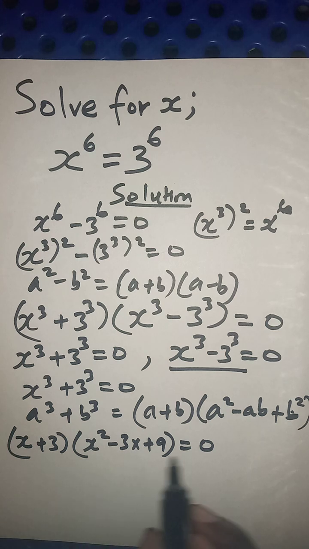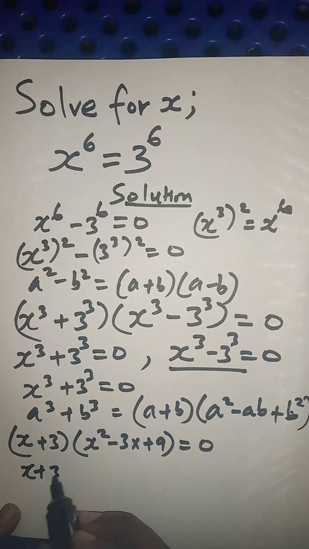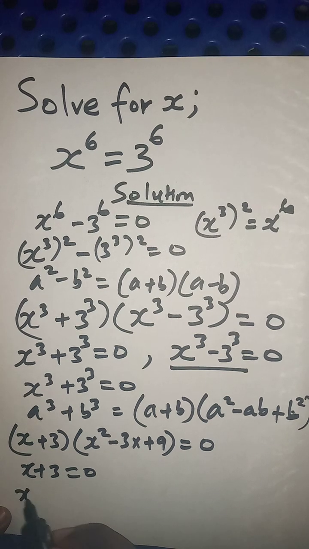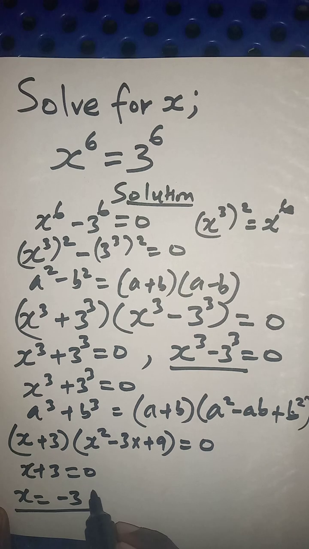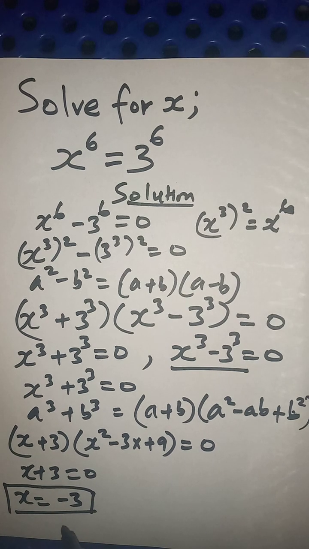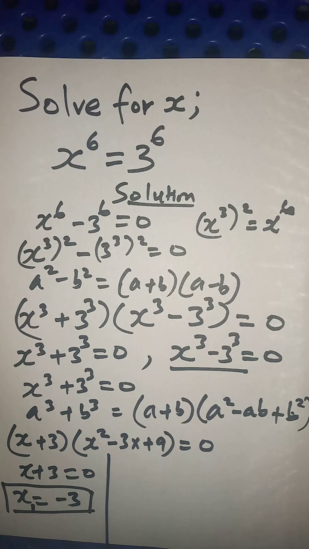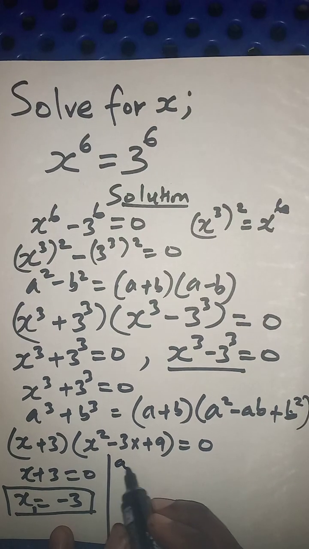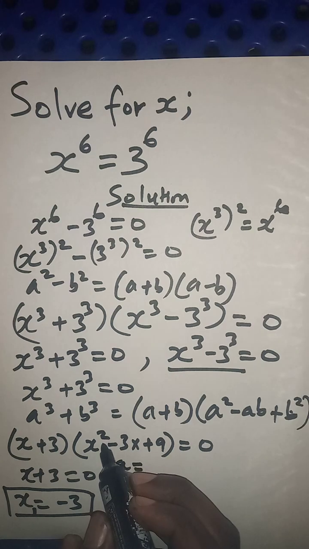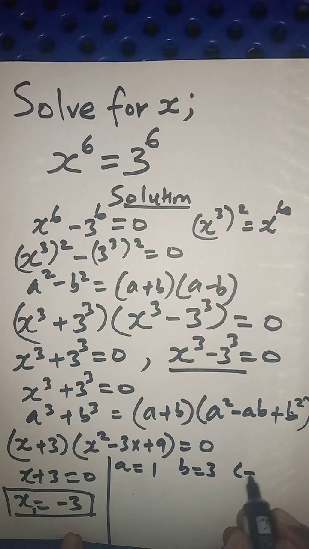Then the first answer is either x plus 3 equal to 0, which of course gives me the first real root as x equals negative 3, just taking it to the other side. So this is x1. The second value of x, I'm going to get using the quadratic equation. I know the coefficient of x squared, a, is 1, b is negative 3, and c is 9.